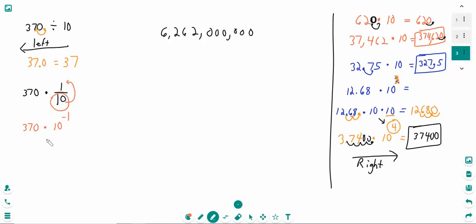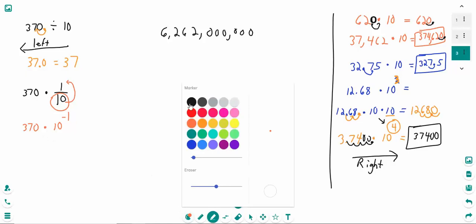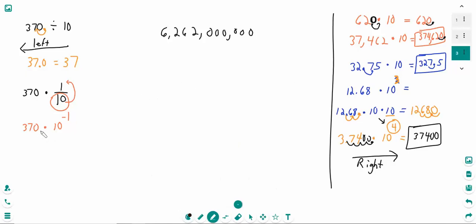Okay? So 370 times 10 to the negative 1 would indicate that we need to move the decimal point one position over to the left. So we move it from here to here, and it becomes 37. All right, so we can look at this and say, well, in this case, if it is a negative exponent, that indicates that we move the decimal point to the left, the corresponding number of places.